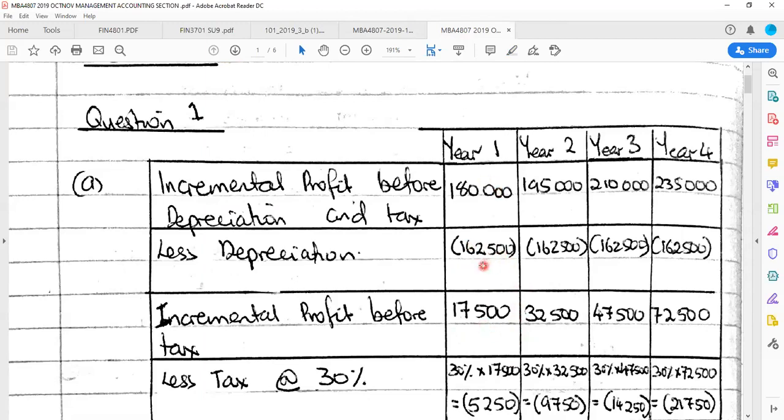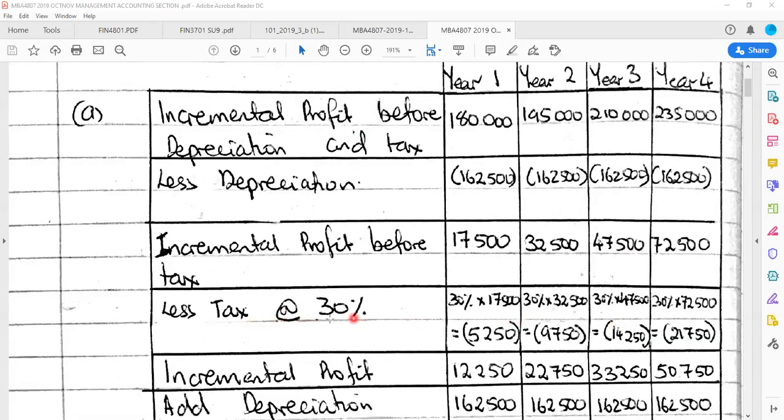If we had been given a salvage value, we would say cost of the asset minus salvage value divided by the number of years of life to give us depreciation. So we would first subtract the salvage value before dividing by the number of years of life to give us the annual depreciation. So we take our incremental profit before tax and depreciation, then we subtract the depreciation expense, and then when we subtract the depreciation expense, we get the incremental profit before tax, right?